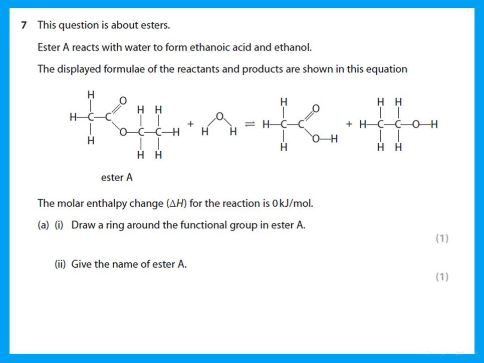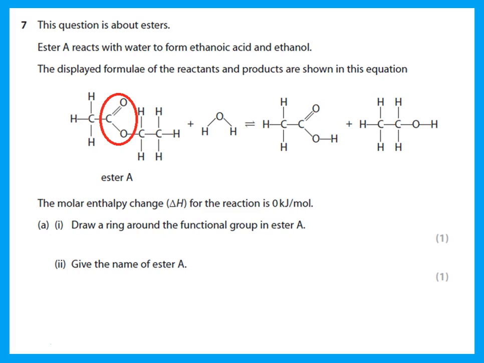So here we're breaking up the ester. This is hydrolysis of the ester. And he's saying the molar enthalpy change for the reaction is 0. First of all, draw a ring around the functional group in the ester. Where is the functional group of the ester? This part, the C double bond O, single bond O, that is the functional group that identifies an ester.